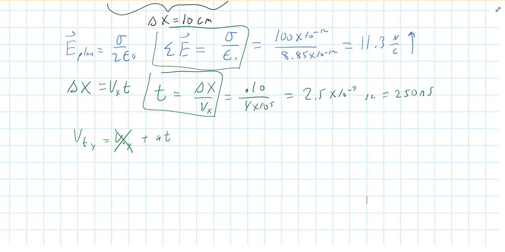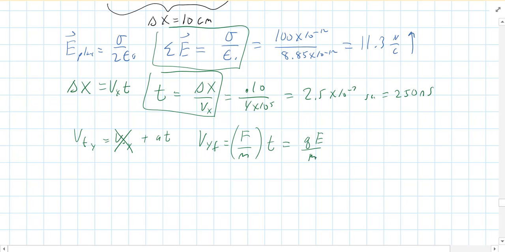My pen fell asleep. There we go. All right. Vy final equals A. That's going to be force divided by mass, and then times time. Now I've got an expression for time, right? That's delta x over Vx. So we'll come back to that in a second. What's the force? Force of a charged particle in an electric field is QE. So we've got QE over m, that's force over mass, and then your time was delta x over Vx. So if I asked you to find Vy in terms of the givens and fundamental constants, that's the answer.